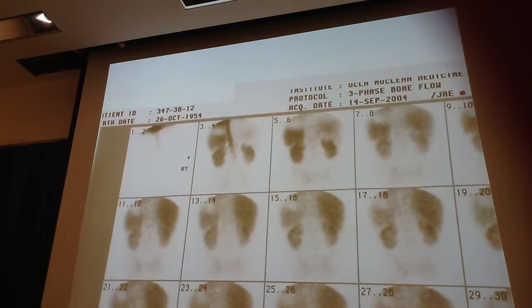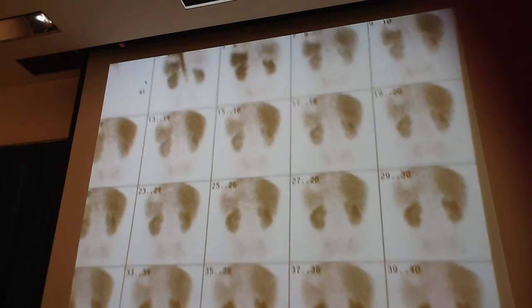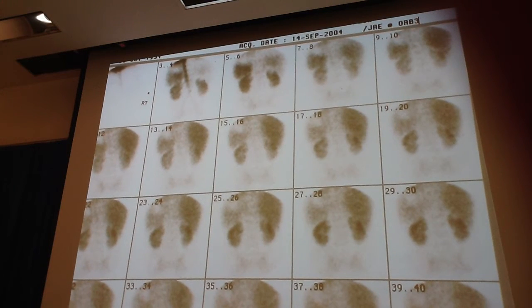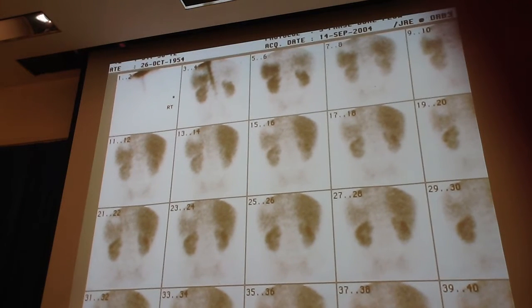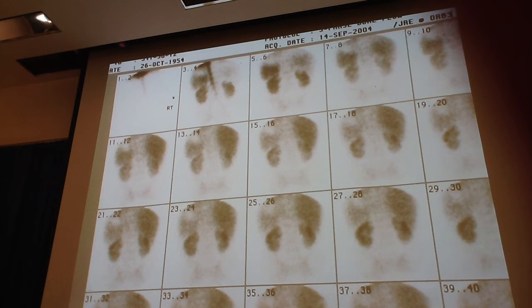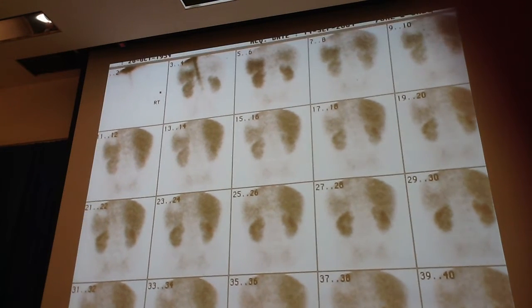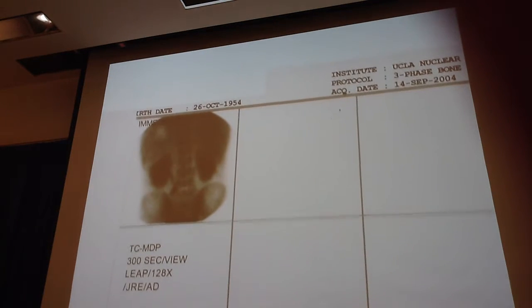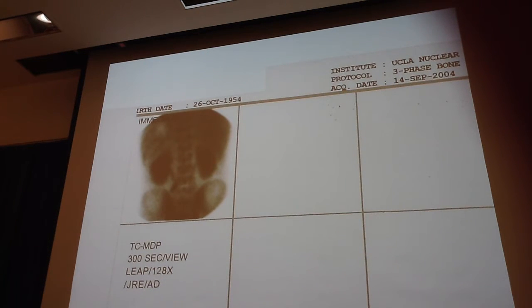Okay, here's the flow study. Kidney study. Oh, you think so? Okay, here's the static one here. That's a problem, isn't it?